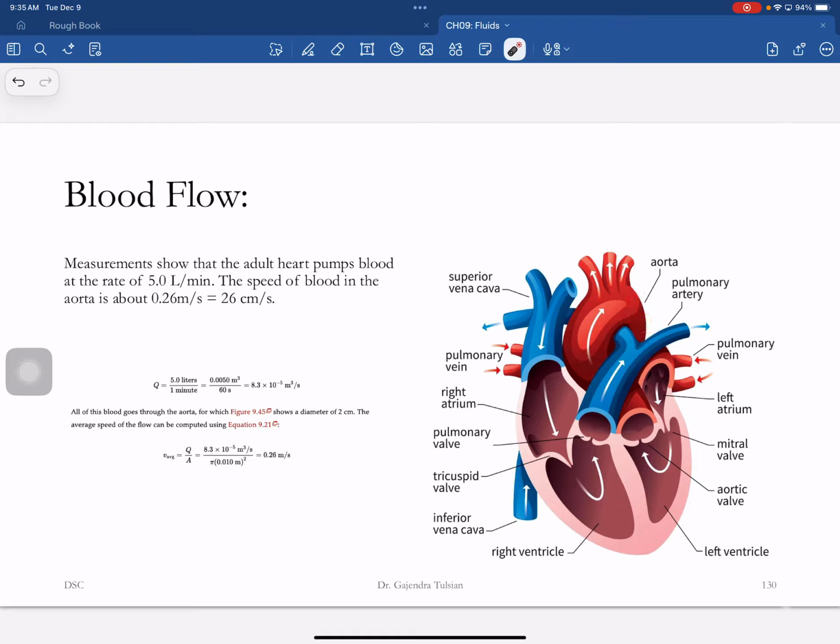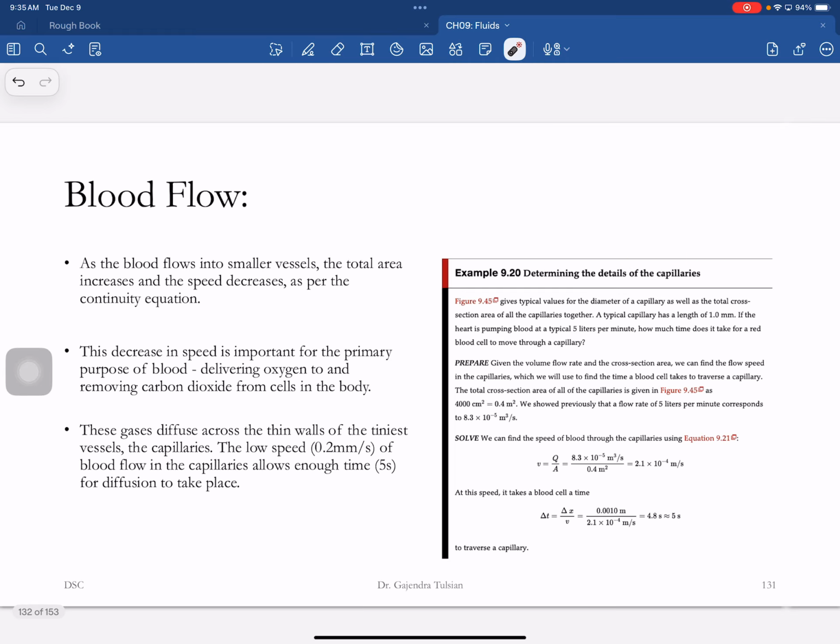And the area of cross section of the aorta, the diameter is 2 centimeters, just a little less than an inch, and so they're calculating the average speed of the blood flowing out of the aorta is 0.26 meters per second. So that's the average speed, about 0.3 meters per second, so that's 30 centimeters a second. And then we just saw a second ago that the area of cross section of all the capillaries adds up to 4,000 centimeters squared.